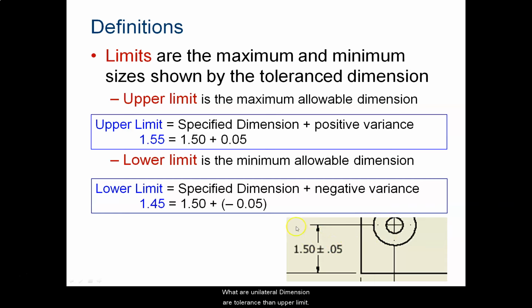or unilateral dimension or tolerance, that upper limit is the specified dimension plus the positive variance, so it's 1.55 because it's the ideal 1.5 plus the 0.05, so you end up with this 1.55, and then the lower limit you would subtract it, and so you get 1.45. So you end up with a range then. So my part can actually have a dimension range between 1.55 and 1.45 for that specific measurement.